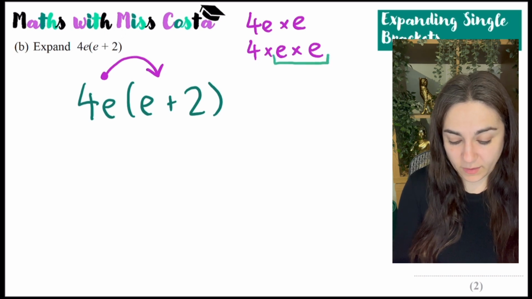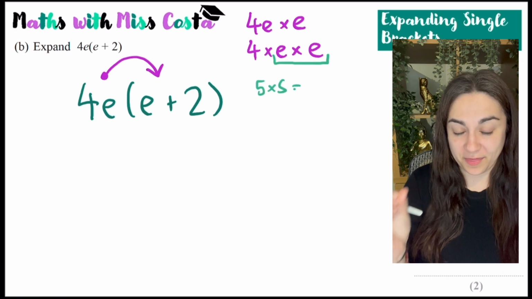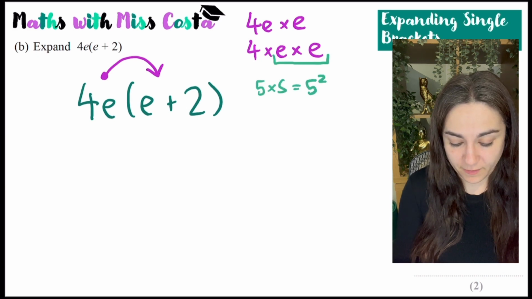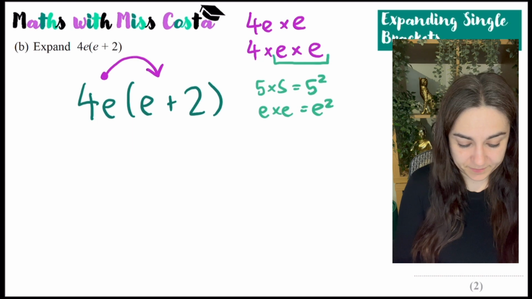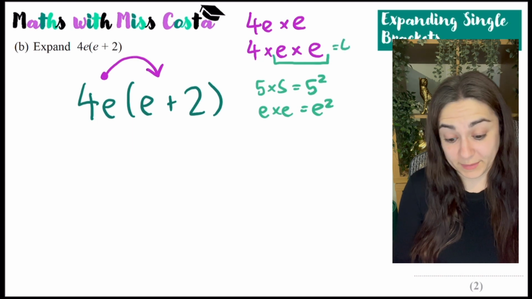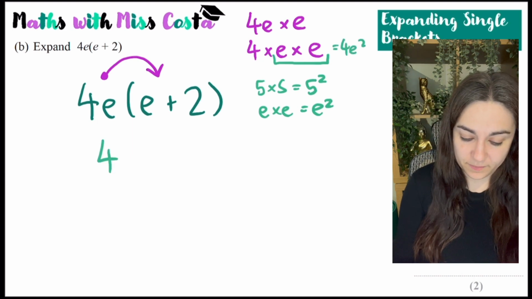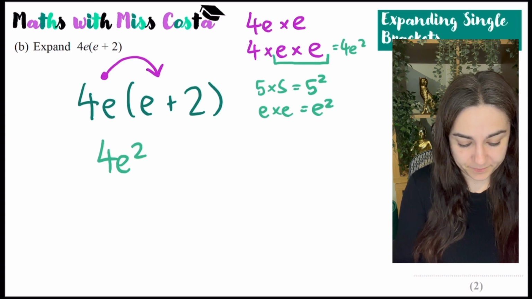Any number or letter or anything that is multiplied by itself becomes that thing squared. Like if I write 5 times 5, I can write that as 5 squared. So e times e is going to become e squared. So 4 times e squared is going to become 4e squared. So that's the first part.